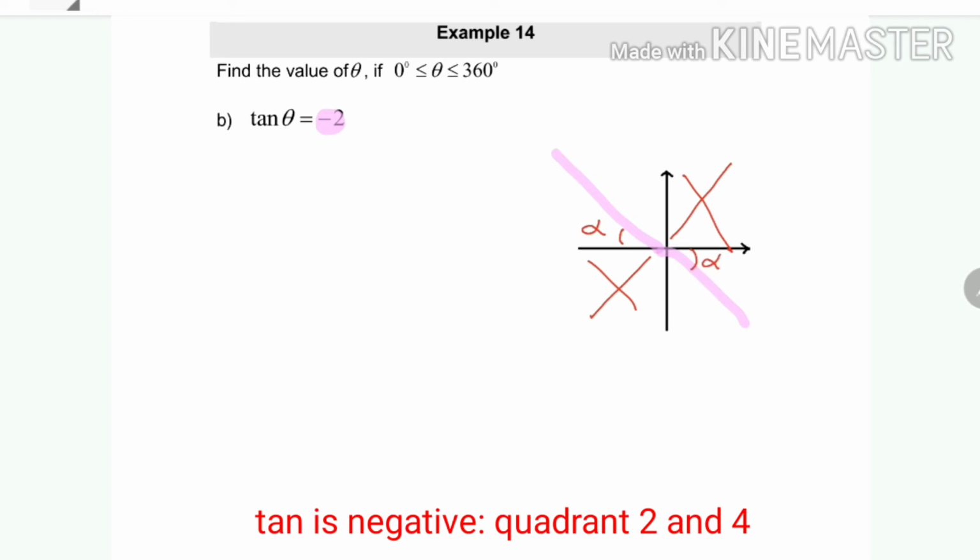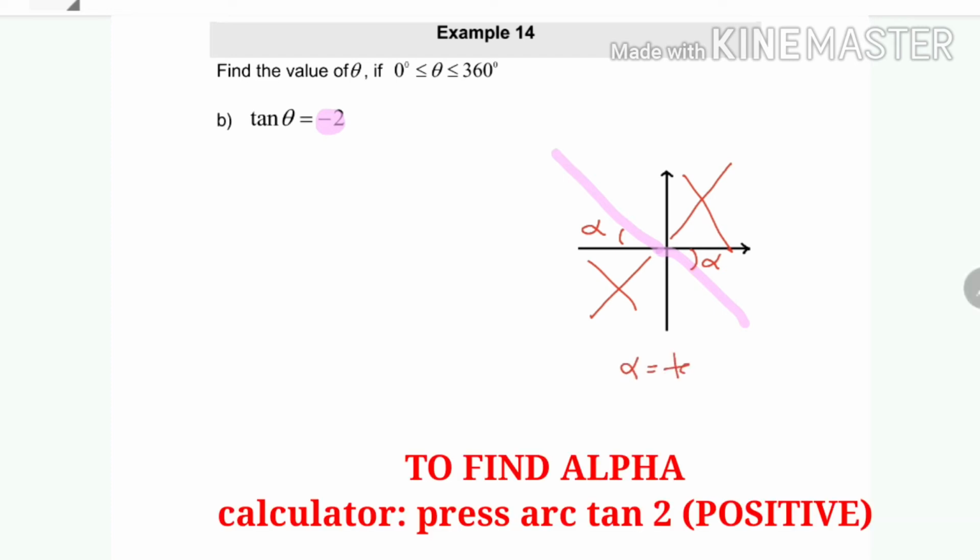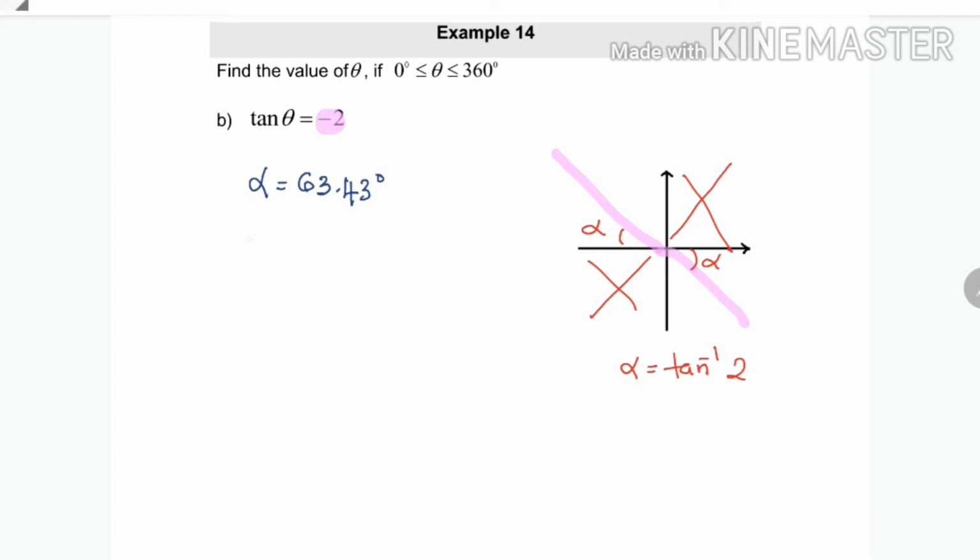To find out the value of alpha, we can set that alpha equals arctangent 2. Next, by pressing the calculator, alpha equals 63.43 degree. This is not the final answer. Let's find out the values of theta.